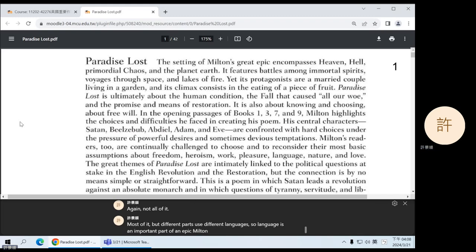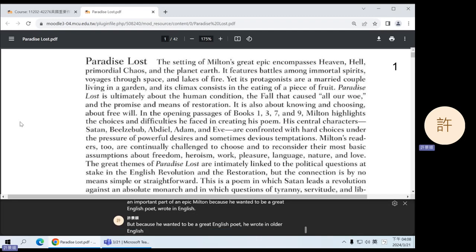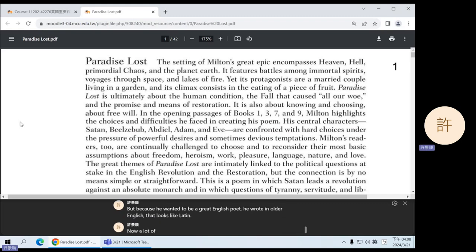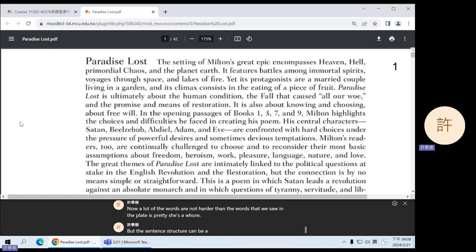Milton, because he wanted to be a great English poet, wrote in English. But because he wanted to be a great English poet, he wrote in older English that looks like Latin. Now, a lot of the words are not harder than the words that we saw in the play, 'Tis Pity She's a Whore. But the sentence structure can be a little confusing.